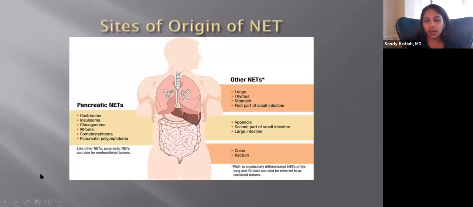So, there are lots of different areas where neuroendocrine tumors can start. We usually deal with the GI tract, the small bowel, the pancreas, as well as the lung, but there's also ovary and prostate in very rare areas. But the most common ones are usually the small bowel, the pancreas, and the lung.